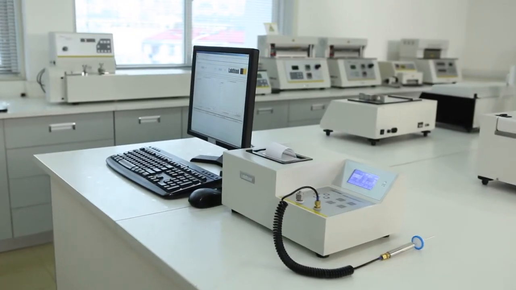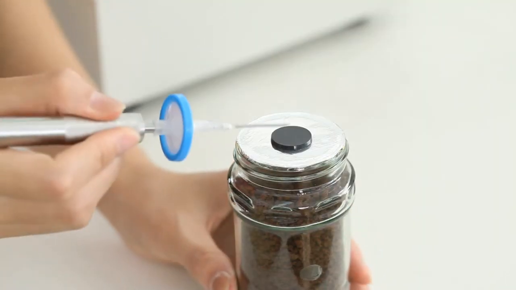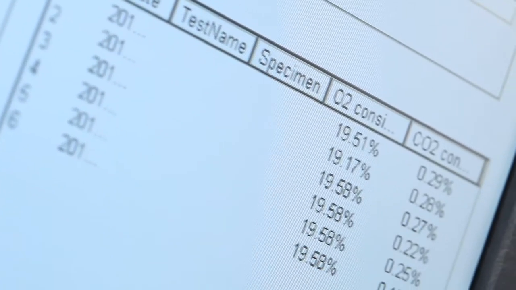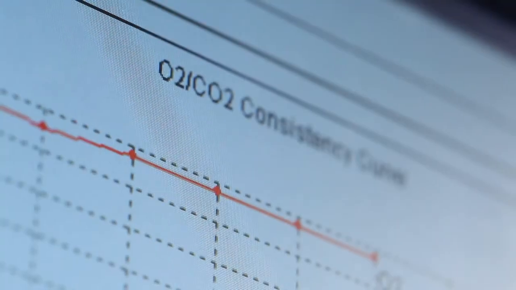It offers fast and accurate measurement of the volume and mixture proportion of oxygen and carbon dioxide in sealed packages and containers on production lines, at warehouse, and in laboratories to serve as a guide for production and assure shelf life.